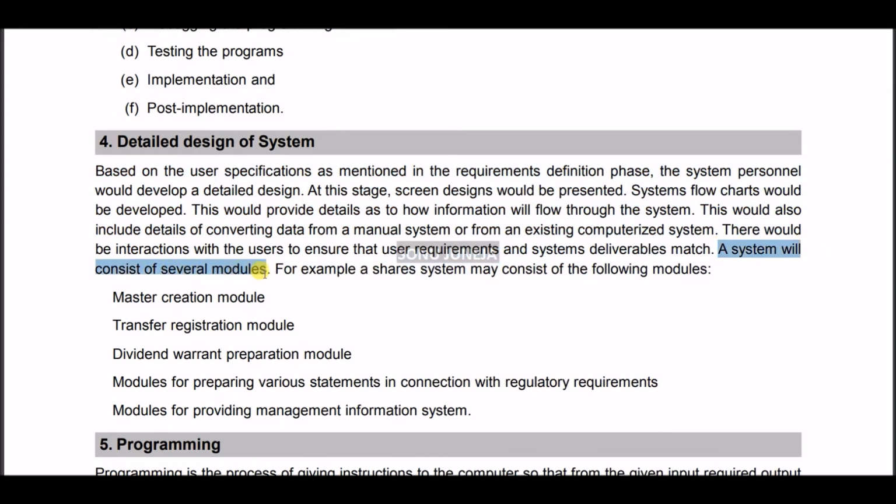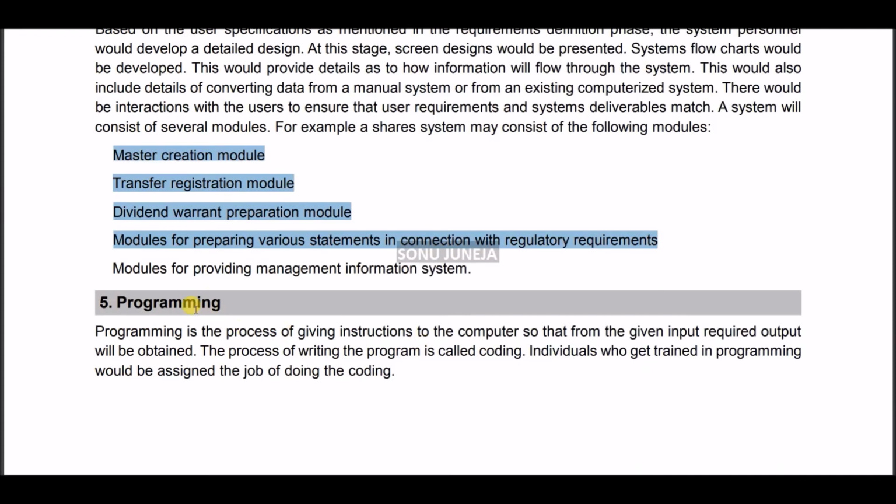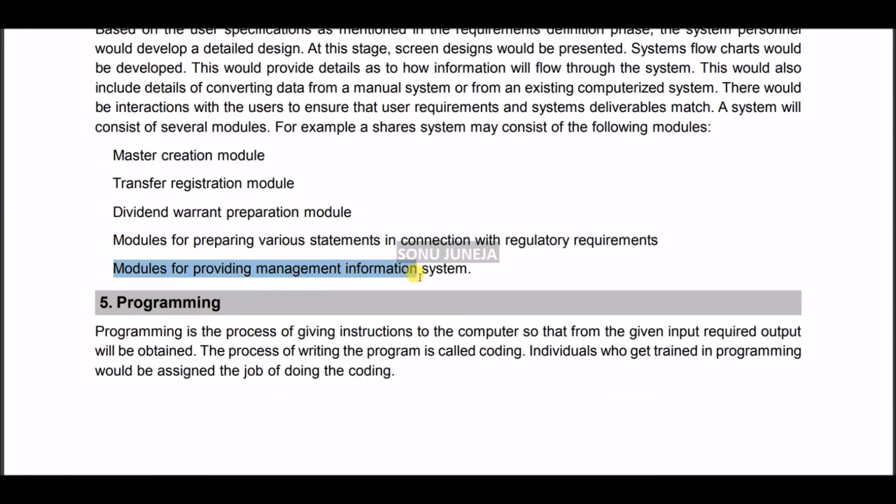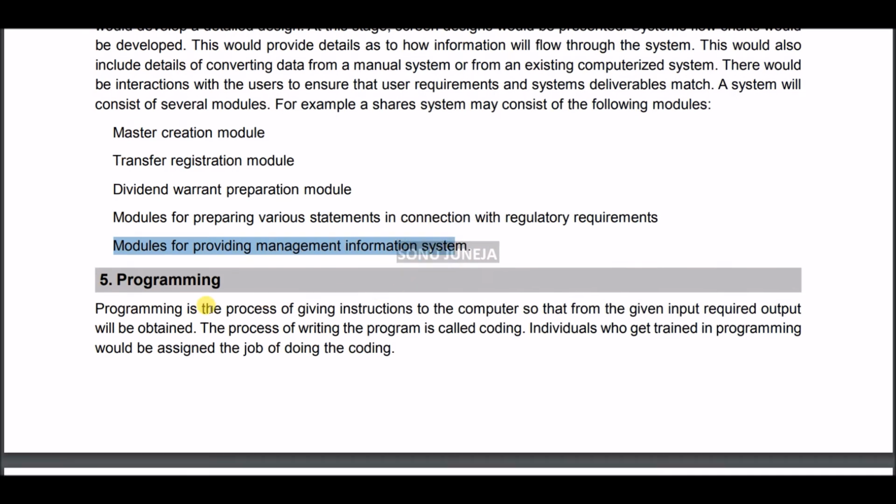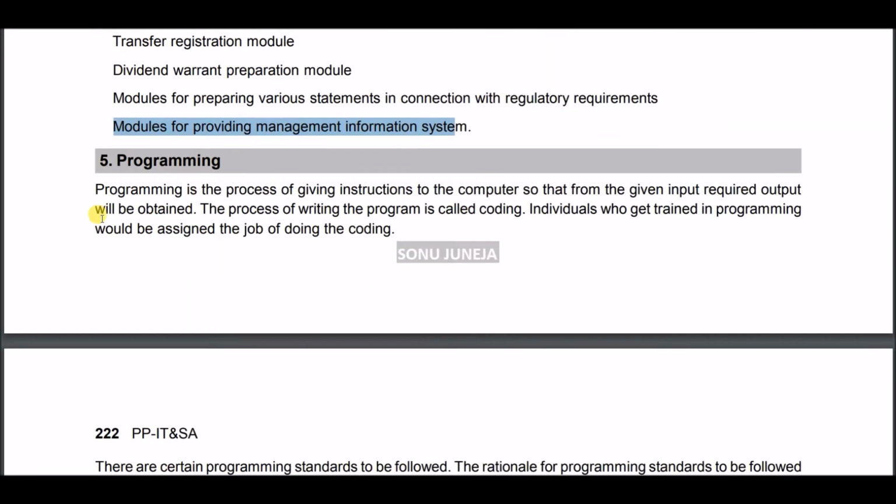A system will consist of several modules. For example, a share system may consist of the following modules: master creation module, transfer registration module, dividend warrant preparation module, modules for preparing various statements in connection with regulatory requirements, and modules for providing management information system. Then you go for the programming.